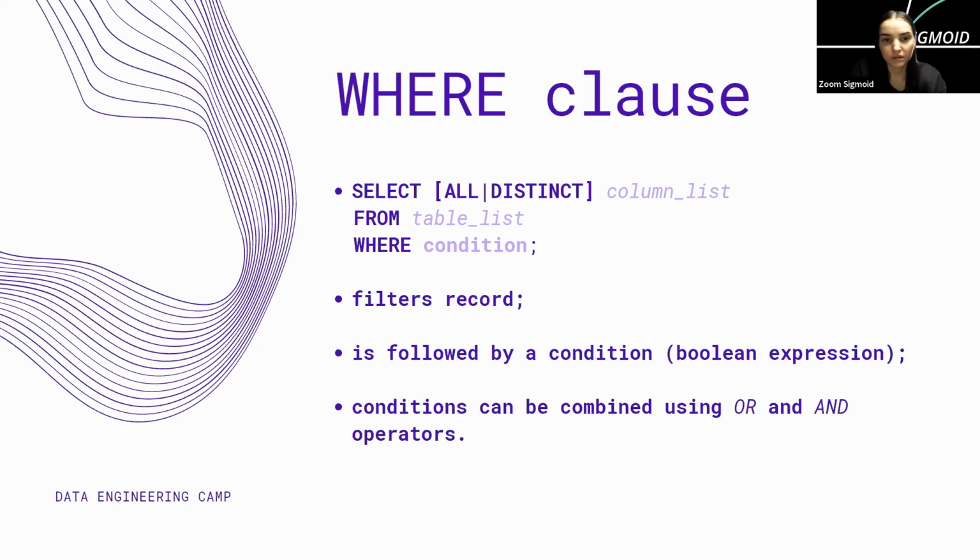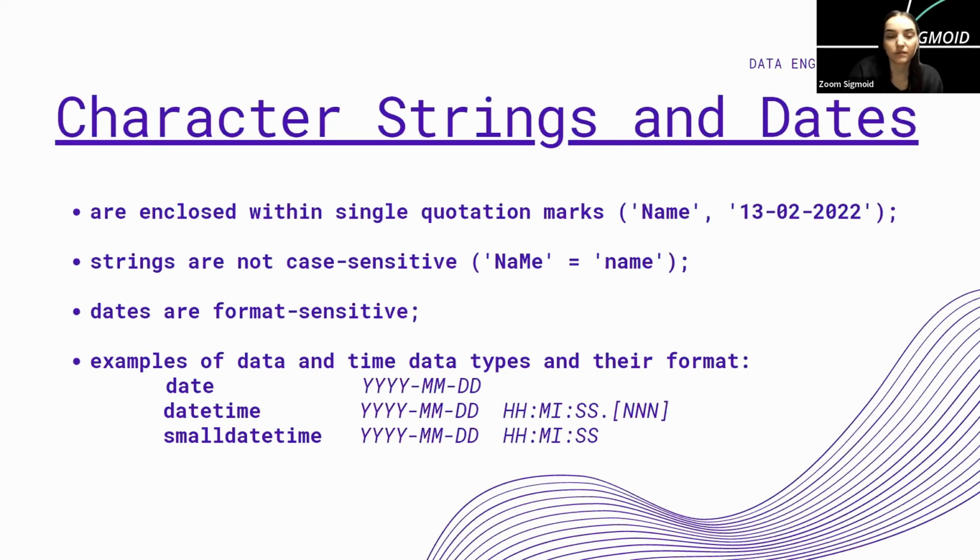Let's see how character strings and dates can be processed in our database. Character strings and date values are enclosed within quotation marks, as you can see here in some examples. Also, character strings are not case sensitive. As far as I remember, in an Oracle database, characters are case sensitive. For those who don't know, case sensitivity is when there is a difference between lowercase and uppercase. But in our Microsoft SQL Server, it's not so.